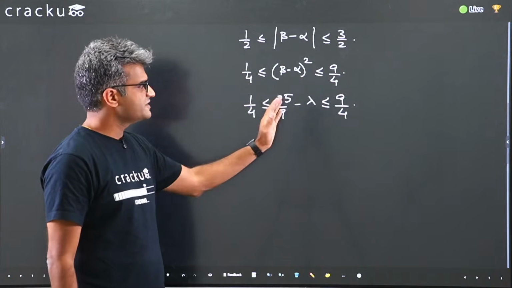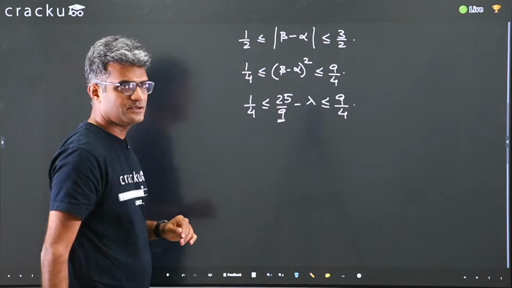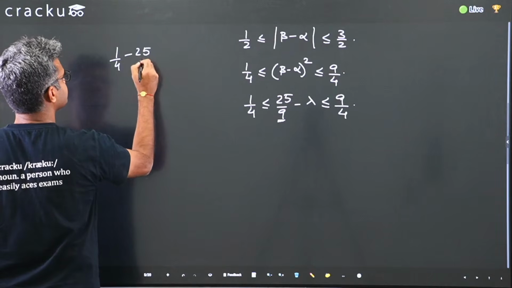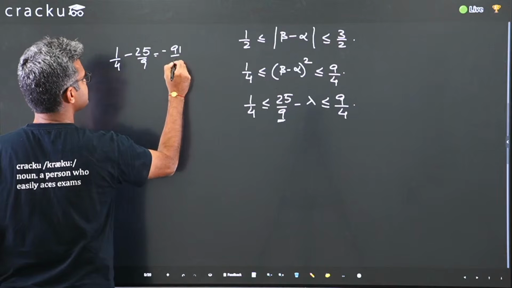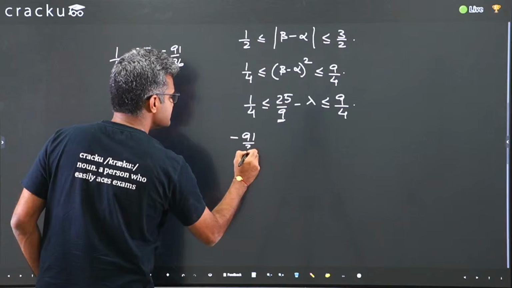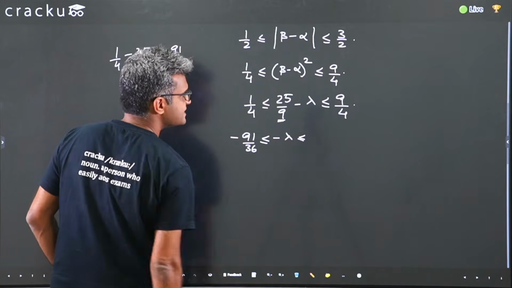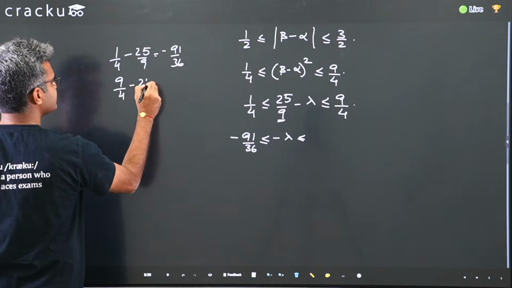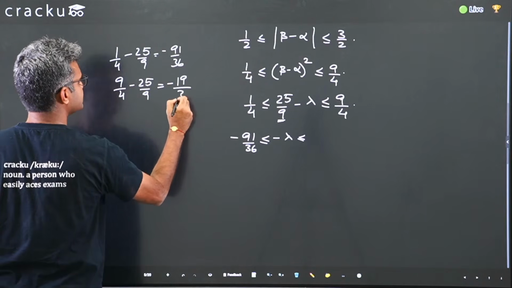From all parts of the inequality, let us just subtract this term, which is 25 by 9. What is 1 by 4 minus 25 by 9? This will be equal to minus 91 by 36. So minus 91 by 36 is less than or equal to minus lambda is less than or equal to what is 9 by 4 minus 25 by 9? This is minus 19 by 36.